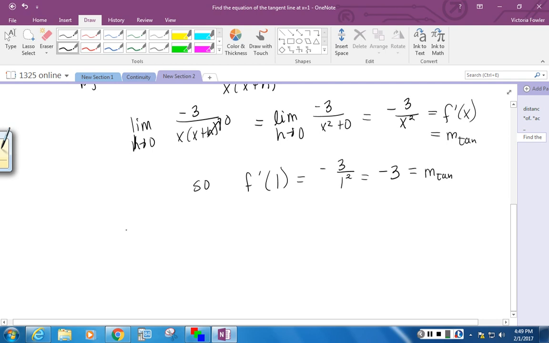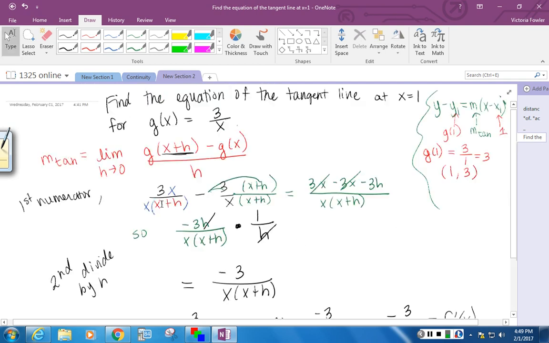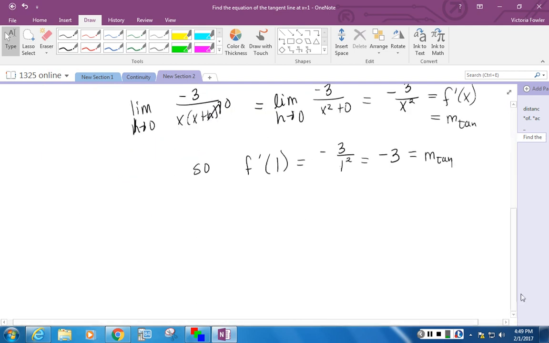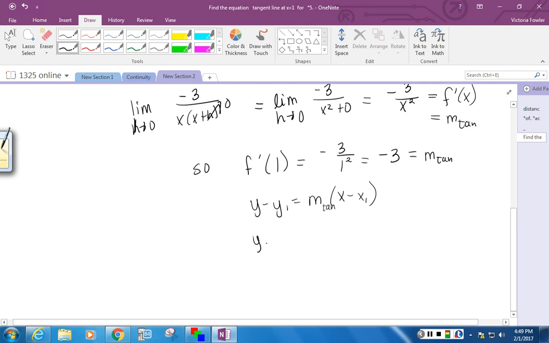Okay? Now I go back to what it asked. It said to find the equation of the tangent line at x equals 1 for this function. Okay, so I've got a point, and now I've got the slope. Y minus y1 equals m times x minus x1. We're talking about a tangent line. We found the point. It said it was 1 comma 3, so y minus 3 equals the slope negative 3 times x minus x1. Our x value was given as 1.